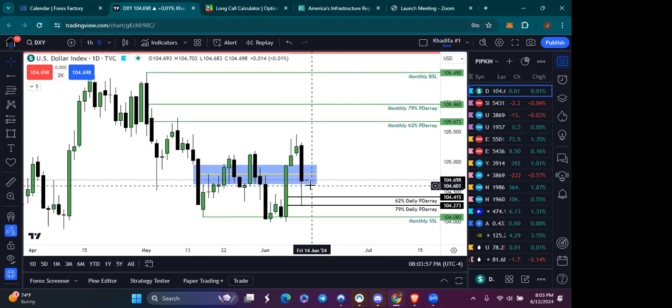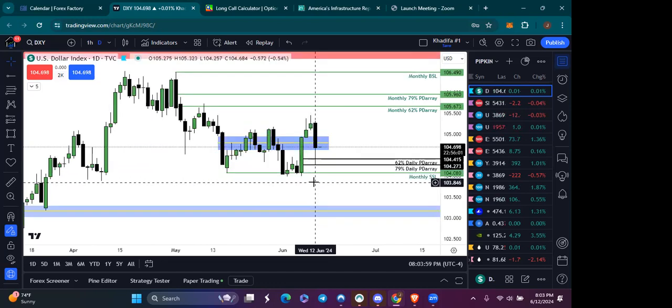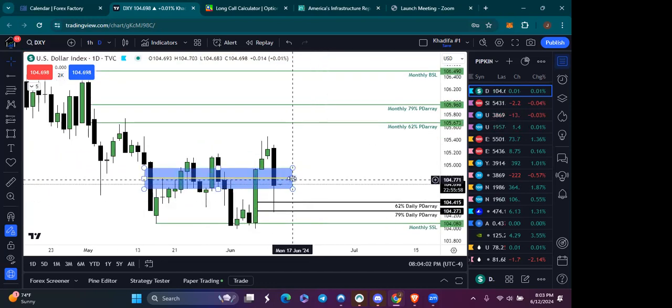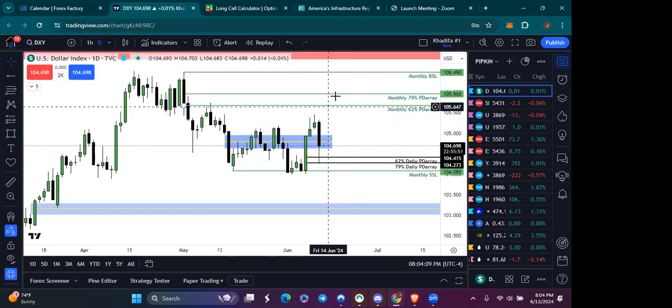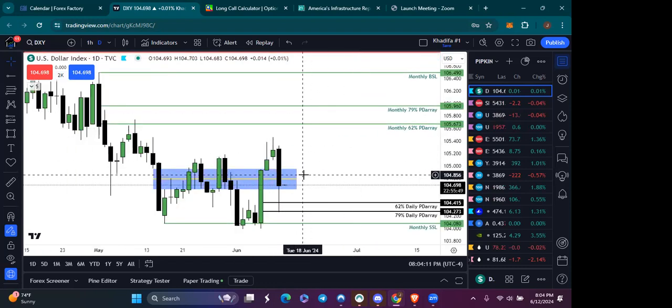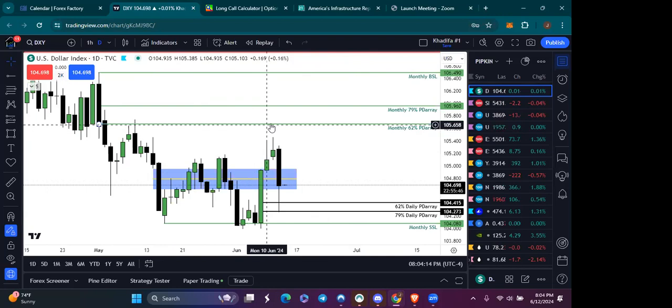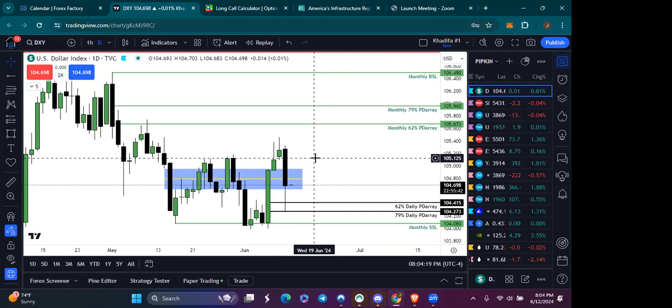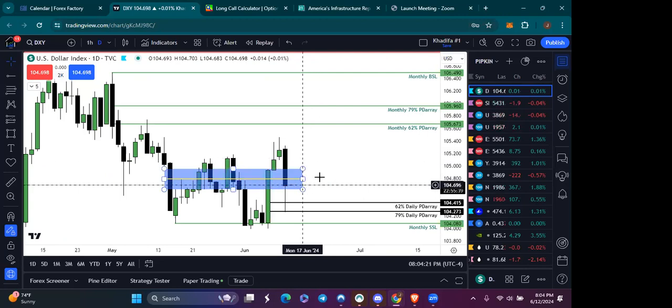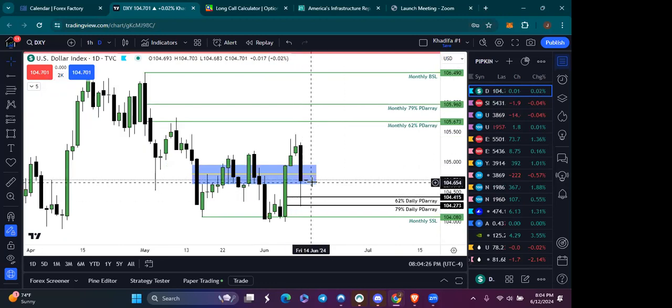I want to see how price plays out throughout the rest of Asian and going into London, right? I still want to see us run up into these monthly PD array levels. I just don't know whether we get there by the end of this week or not, right? We do have high impacting news tomorrow and Friday. And so price is going to be all over the place, to be honest.